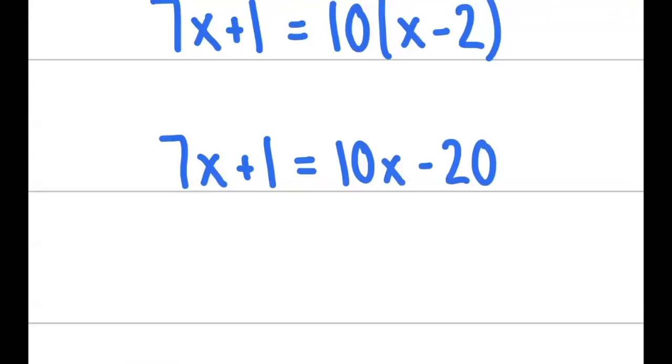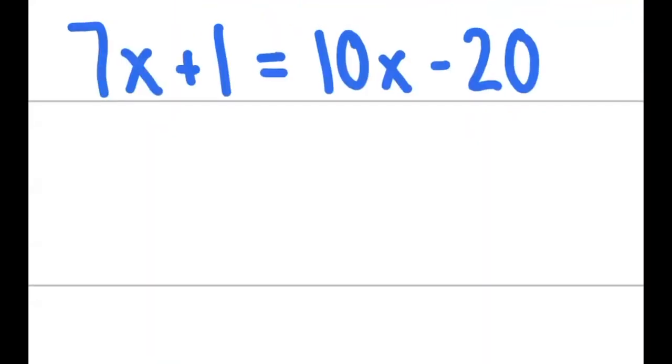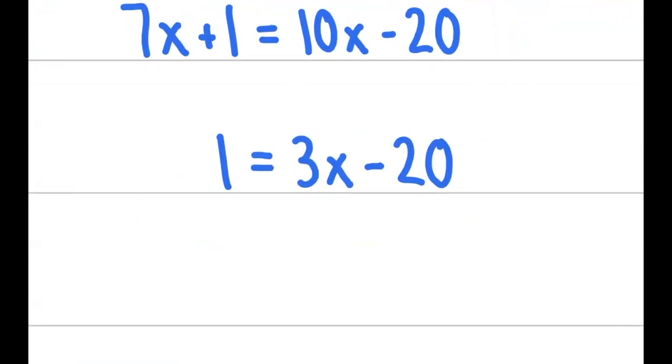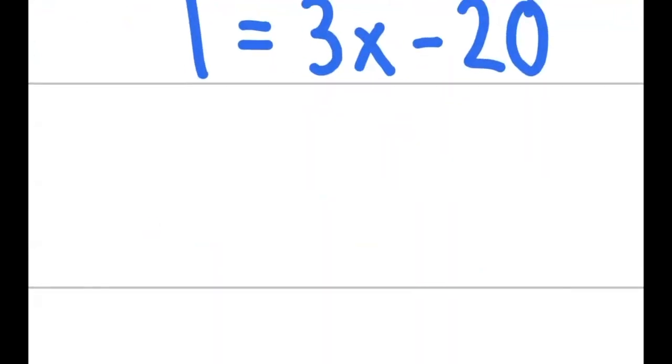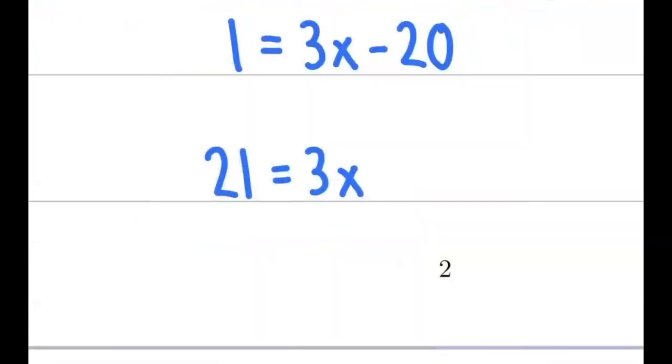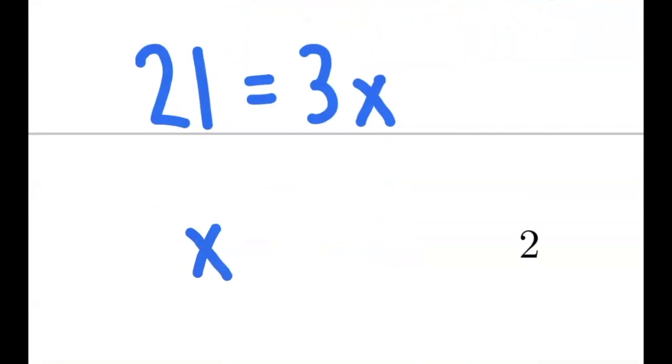What I'm going to do is get the variable terms, the terms with x in them, on one side. So I'm going to subtract 7x from both sides. You'll get 1 equals 3x minus 20. And I'll add 20 to both sides, and you'll get 21 equals 3x. And lastly, divide both sides by 3, and you'll get that x equals 7.